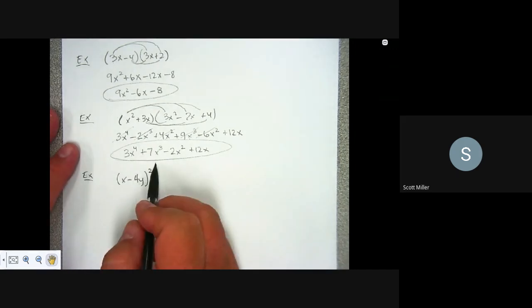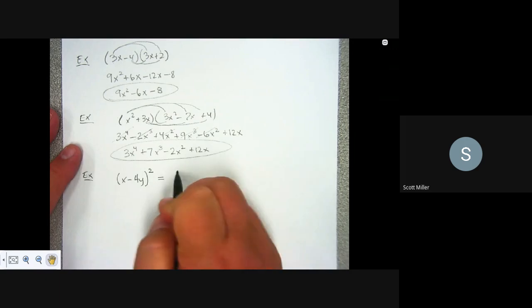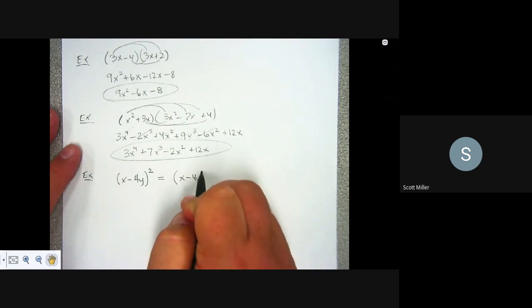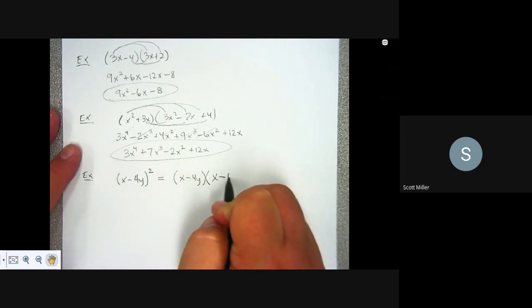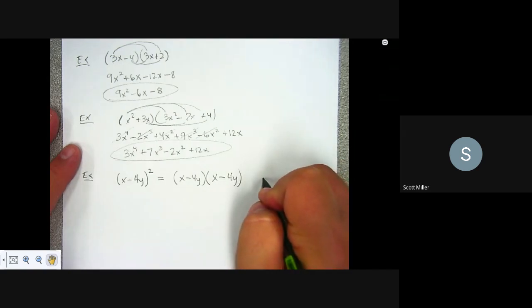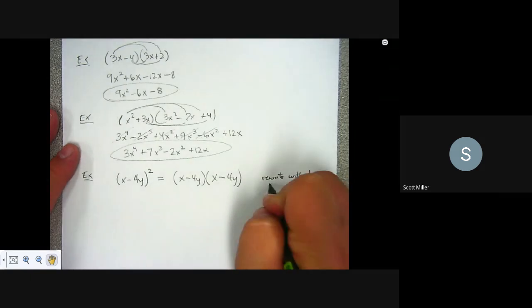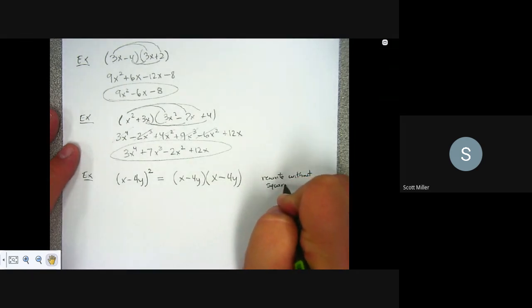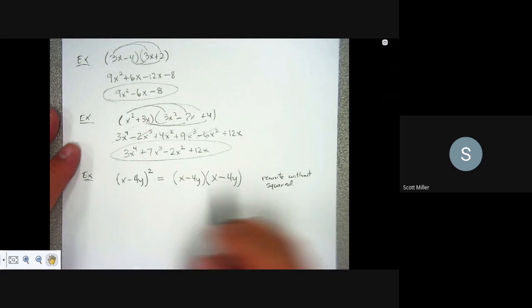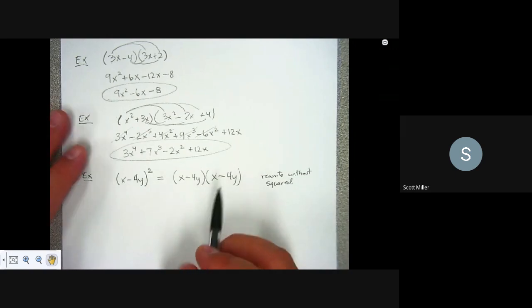A number squared means it is, and you want to rewrite it. So this means x minus 4y times x minus 4y. You need to rewrite this. You want to rewrite without the squared. Once you have rewritten it, then you can multiply this out. It makes it much easier to do.